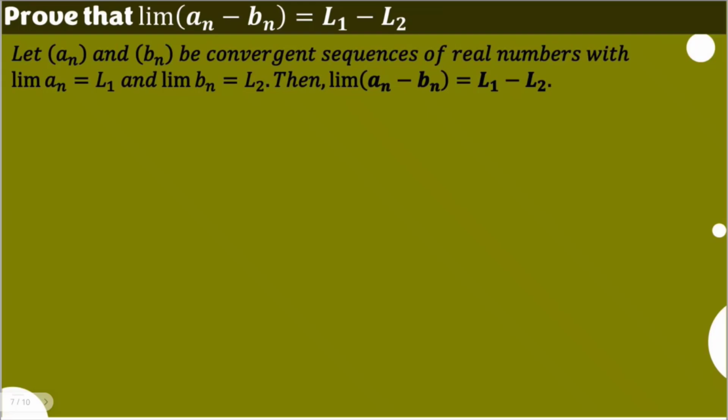Here's the statement. Let a sub n and b sub n be convergent sequences of real numbers, with the limit of a sub n identified as L sub 1 and the limit of b sub n identified as L sub 2. Then the limit of their difference, a sub n minus b sub n, is equal to the difference of their corresponding limits.